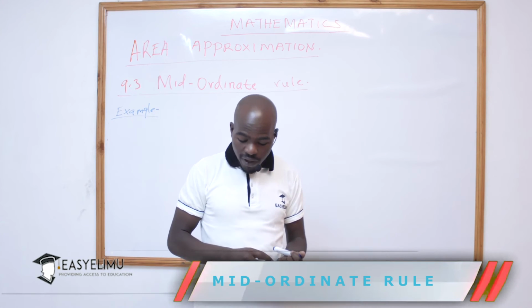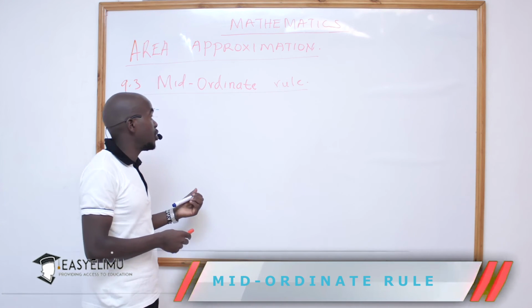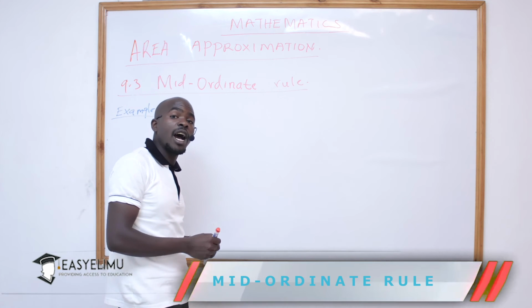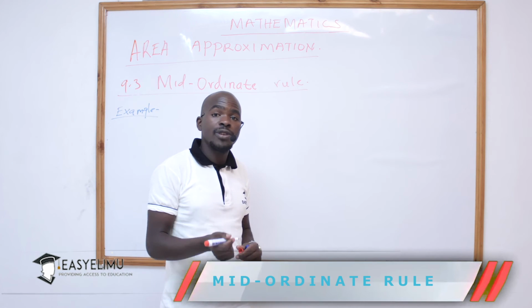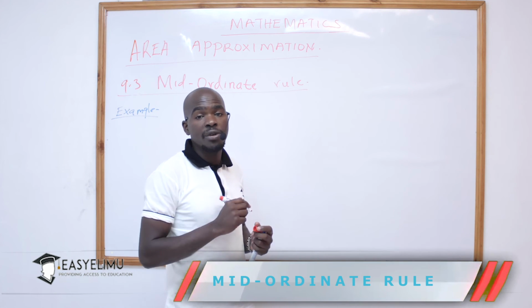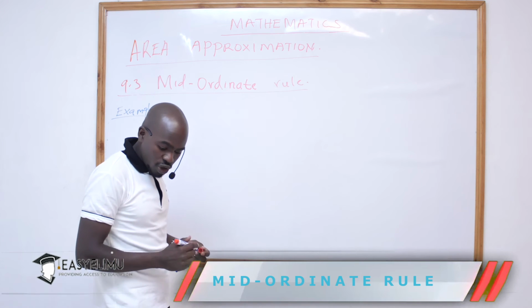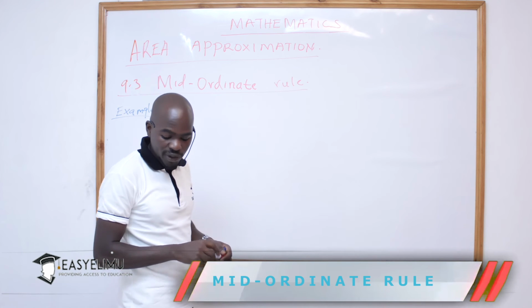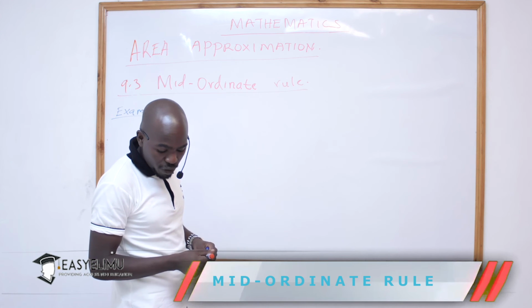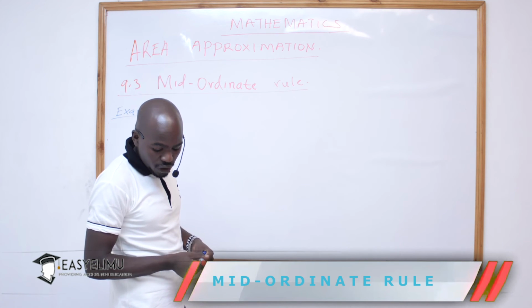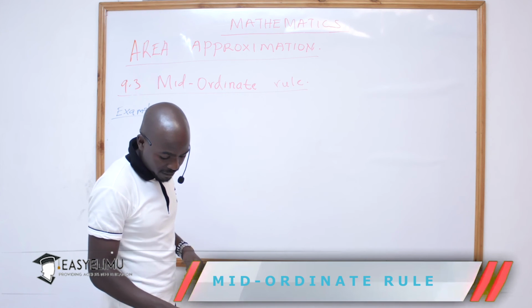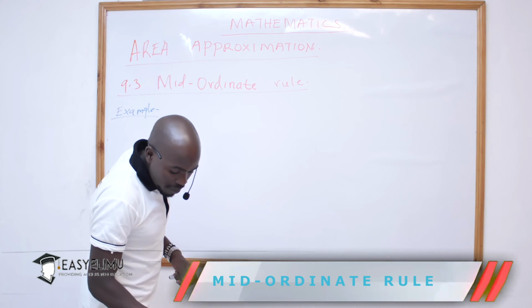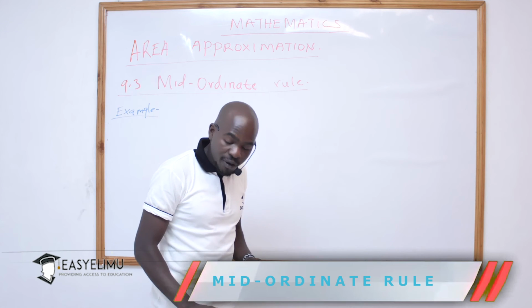Now we are going to observe an example using the midordinate rule, as we have seen how we may find the area using the approximation using this method. We have been told to estimate the area of a semicircle of radius 4 cm using the midordinate rule with 4 equal strips, each of width 2 cm.